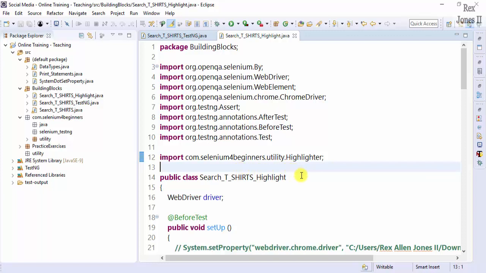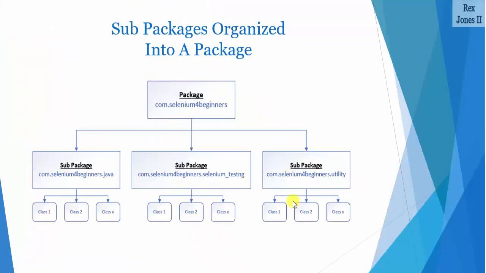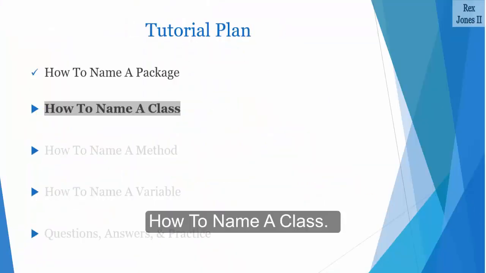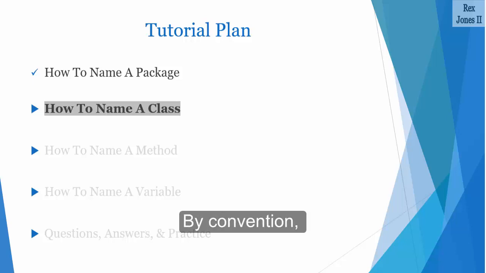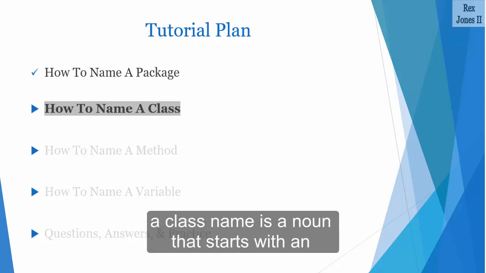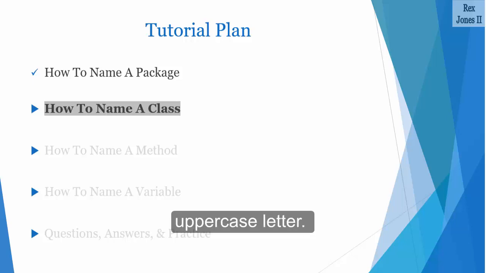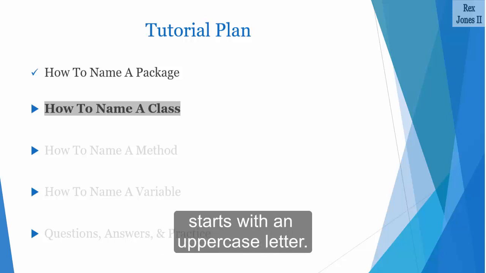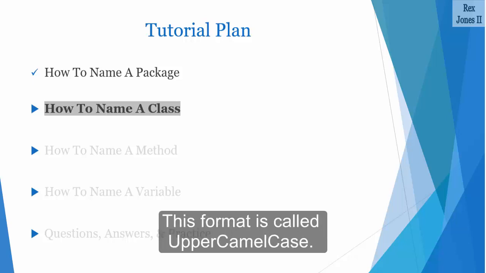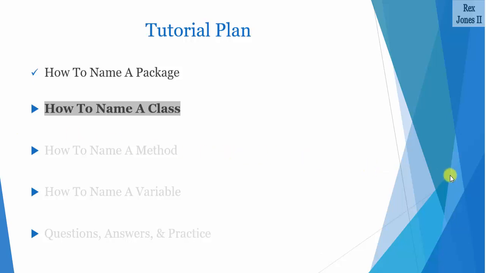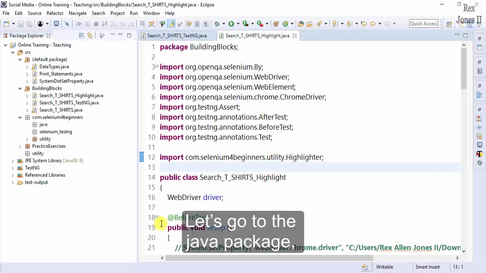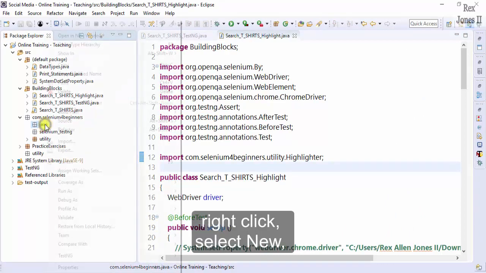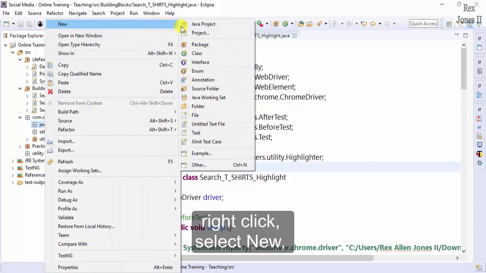Speaking of classes, how to name a class. By convention, a class name is a noun that starts with an uppercase letter. If there are two or more words, then each word starts with an uppercase letter. This format is called upper camel case. Let's go to the Java package, right click, select new, then class.